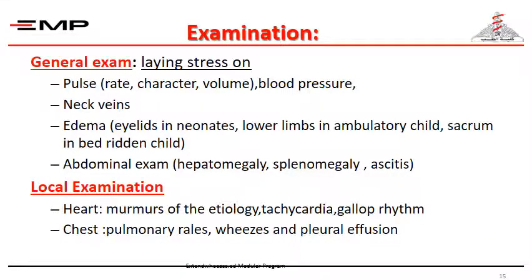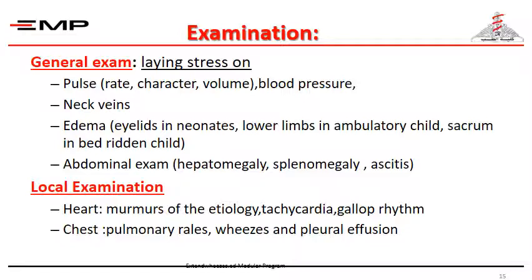On examination, we have to lay stress on the pulse: the rate, the character, and the volume. Usually it is a steady and rapid pulse. Look for the blood pressure, see how much it is. Look at the neck veins. Edema, as we said, varies: in neonates, puffy eyelids; lower limbs in an ambulatory child; or sacrum in a bedridden child. Abdominal examination has to be carried out.